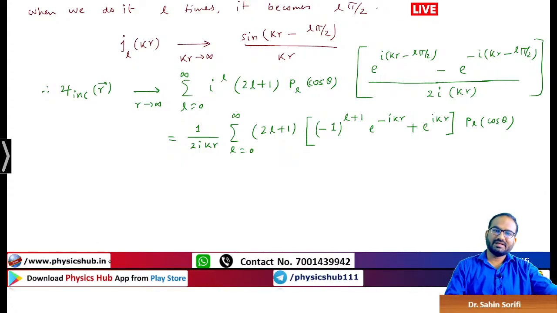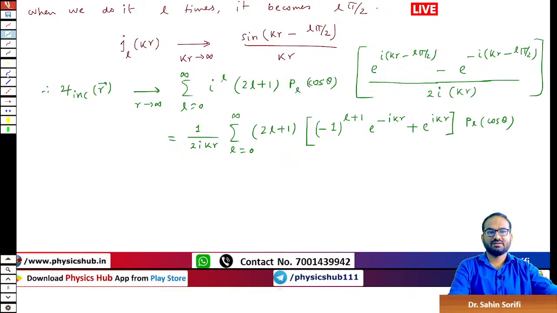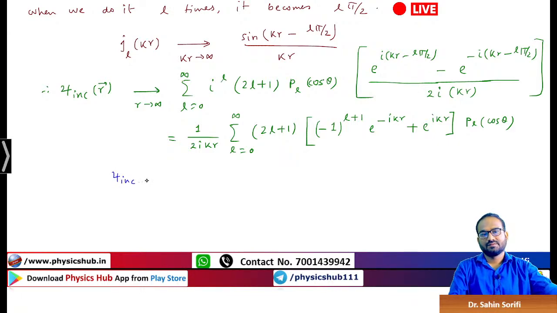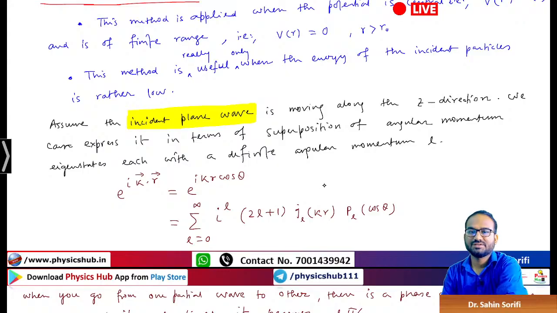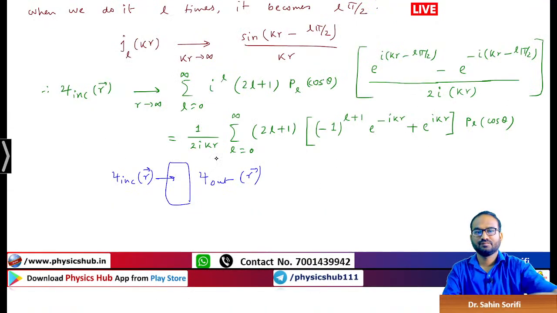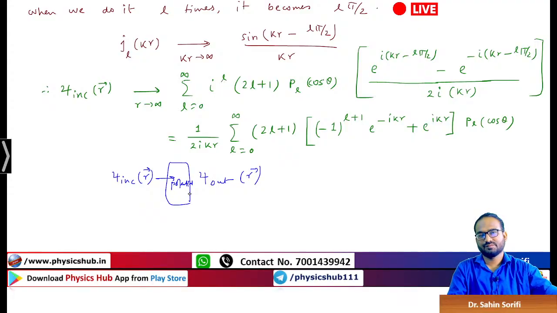Now after getting scattered from the potential, you try to understand this. After getting scattered from the potential, psi incident of r will become psi out of r. And here what is happening? Here we have considered a potential which is central in nature and of finite range. So the job of this kind of potential is to introduce a phase change of, let's say, delta L. Okay, a phase change of delta L will be there.